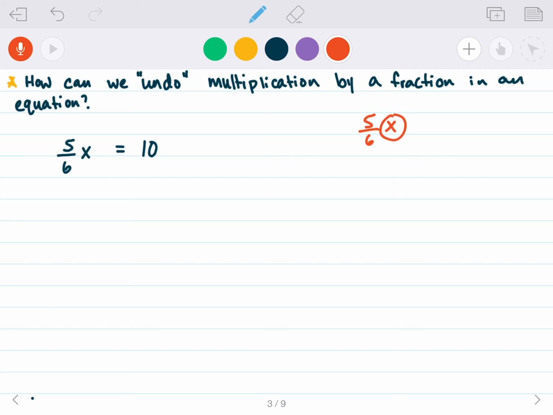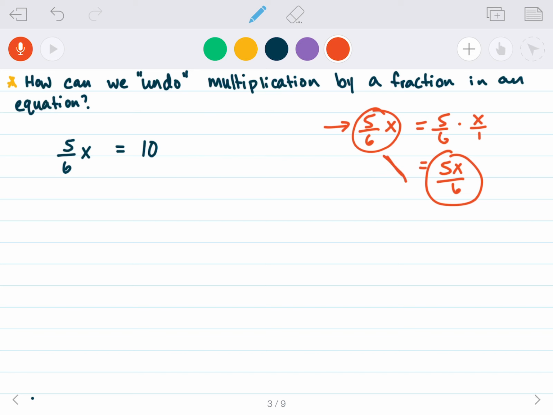Now the x is written kind of in the middle of the fraction 5 over 6. And so what this means is just 5 over 6 times x over 1. That's what this means, okay? So multiplying straight across, we get 5 times x is 5x, 6 times 1 is 6. So when you see something that looks like this, that means this, and vice versa. These two things mean the same thing. 5 over 6x is the same thing as 5x over 6. Means the same exact thing, okay?